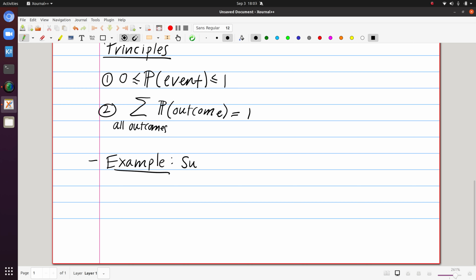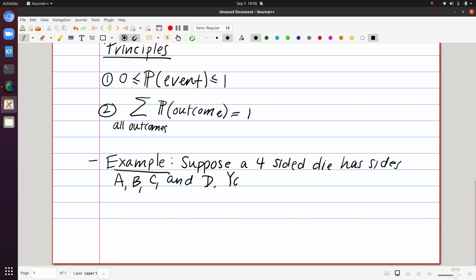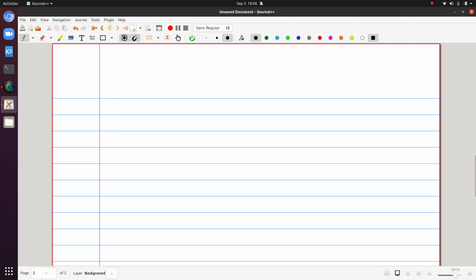So for this one, to give us a different experiment, suppose we now have a 4-sided die, and let's assume it's fair unless otherwise stated, has sides marked with the letters A, B, C, and D. And for this experiment, you're going to roll this die twice. And with that in mind, we want to look at a couple things.